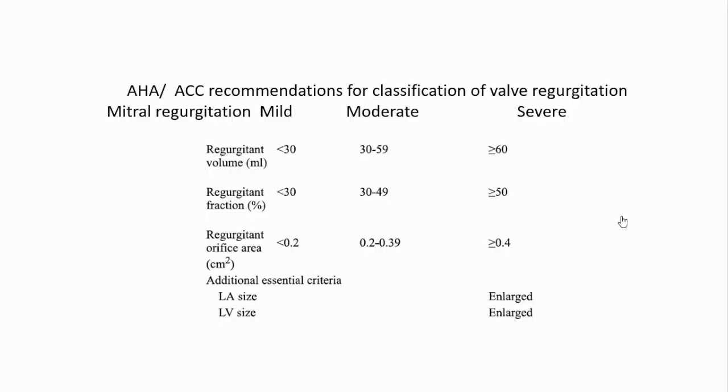By the American Heart Association guidelines for mitral regurgitation, more than or equal to 60 ml of regurgitant volume with more than 50% of regurgitant fraction determines it as a severe mitral regurgitation.